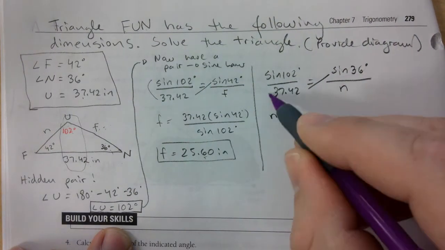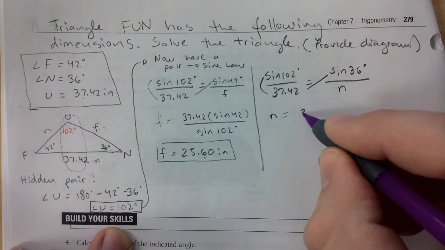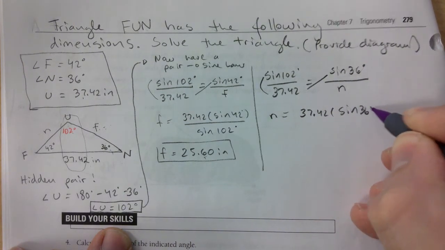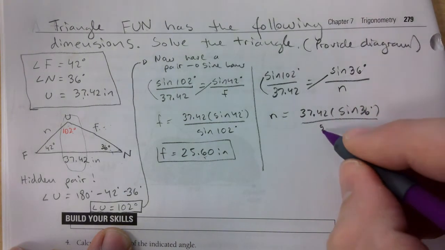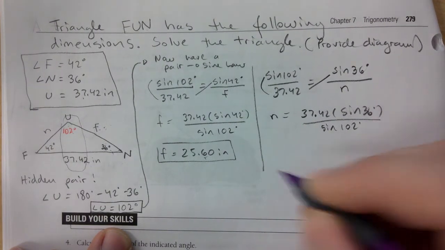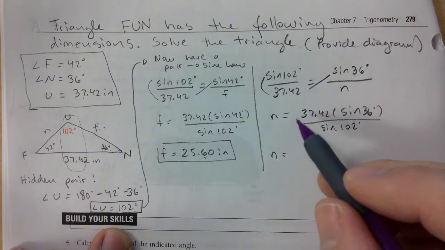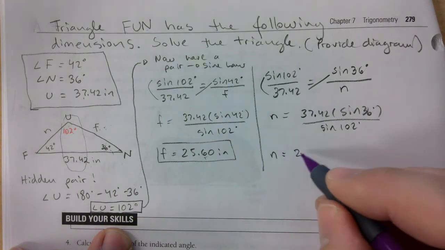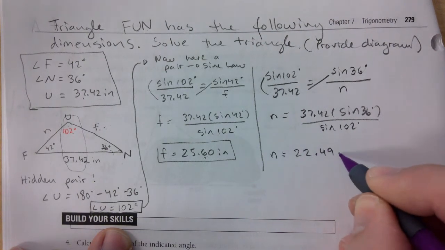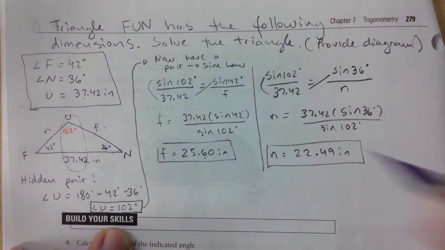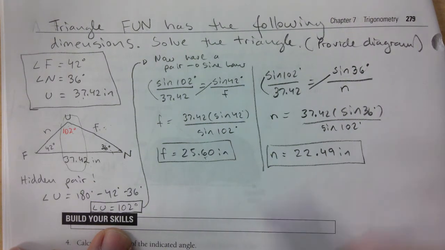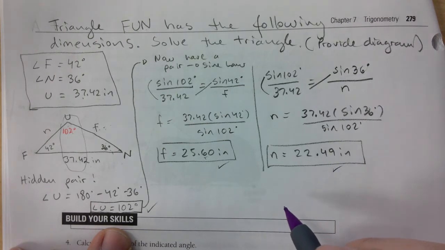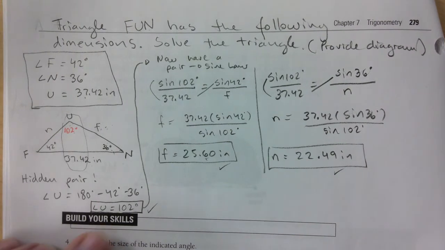And it's the same thing, right? Cross multiply and divide. And when you do this and divide, you get 22.49 inches. So 1, 2, 3, right? Triangle solved.